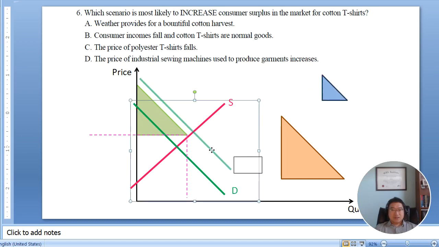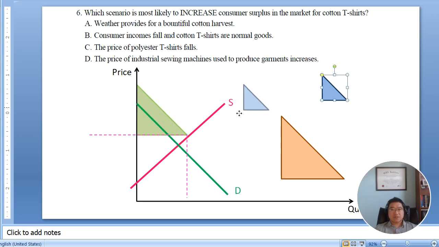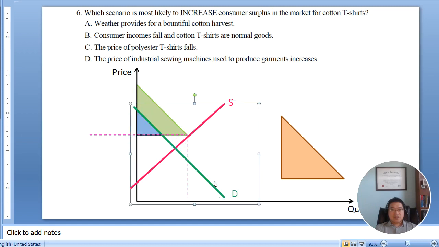Okay. Now look at C. The price of polyester t-shirts falls. Now that one is an interesting one. It actually requires a little bit of reasoning. The two different kinds of t-shirts made of different materials, they are substitutes. The price of the substitutes falls, then the demand for this good should do what? Decrease. Okay. Again, it's a decreasing demand situation for the cotton t-shirts. And that will make a very nice exam question.